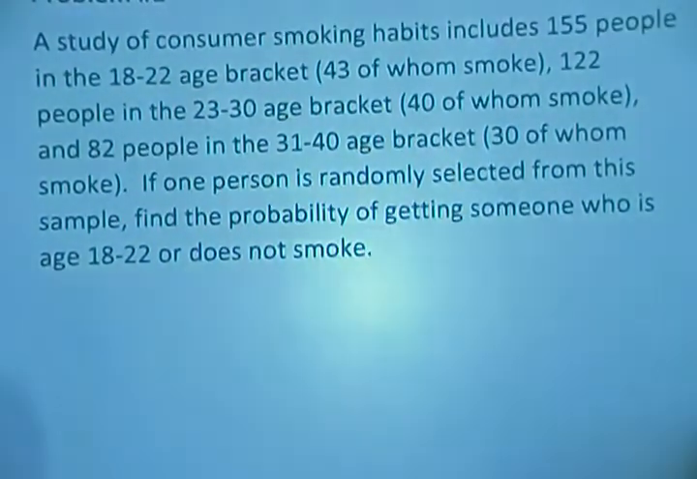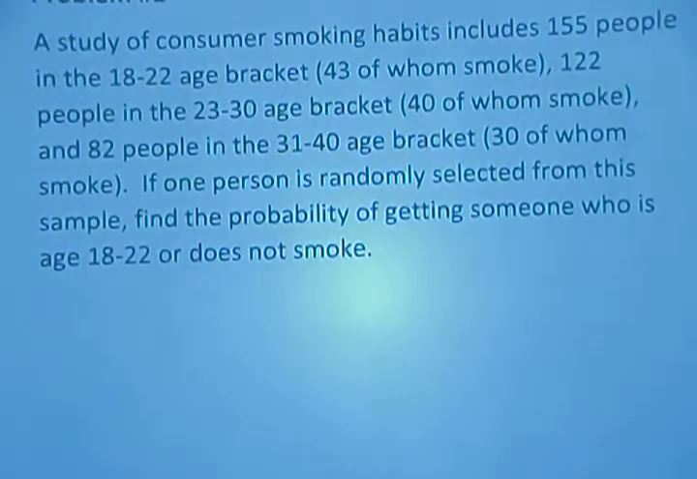Alright, so in this problem, a study of consumer smoking habits includes 150 people in the 18-22 age bracket, 43 of whom smoke, 122 people in the 23 to 30 age bracket, 40 of whom smoke, and 82 people in the 31 to 40 age bracket, 30 of whom smoke. If one person is randomly selected from this sample, find the probability of getting someone who is age 18 to 22 or does not smoke.